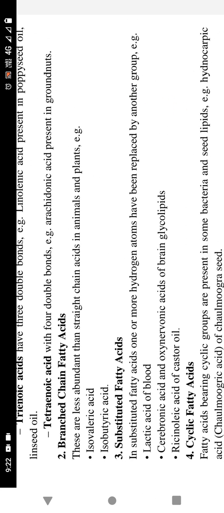Next, substituted fatty acids. These have one or more hydrogen atoms replaced by another group. It is simply defined as instead of the hydrogen atoms, other groups are added. Examples: lactic acid of blood, cerebronic acid and oxynervonic acid of brain glycolipids. Next, ricinoleic acid of castor oil.